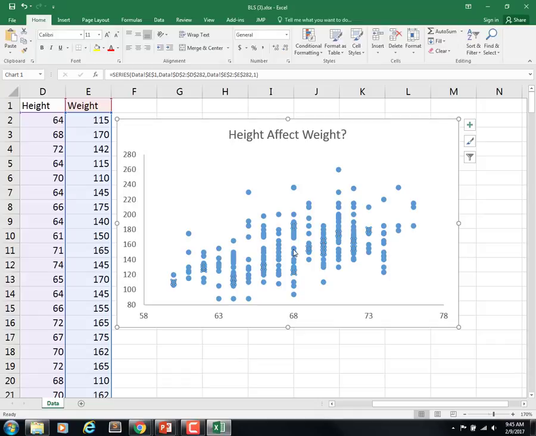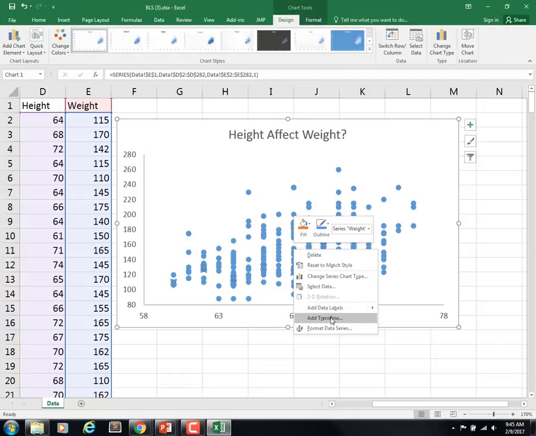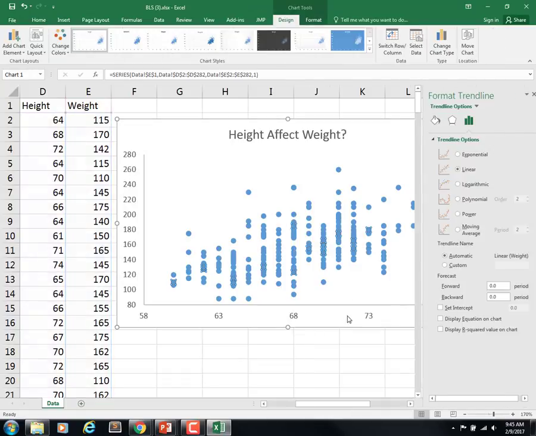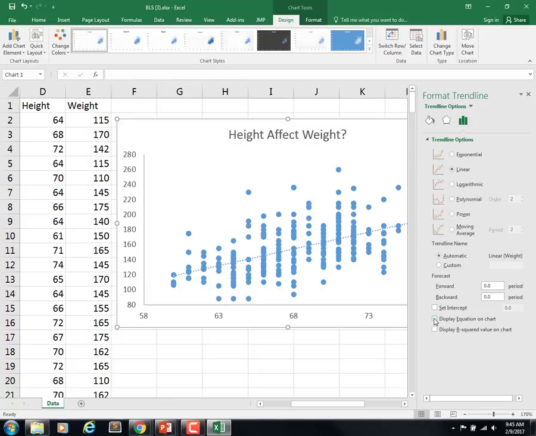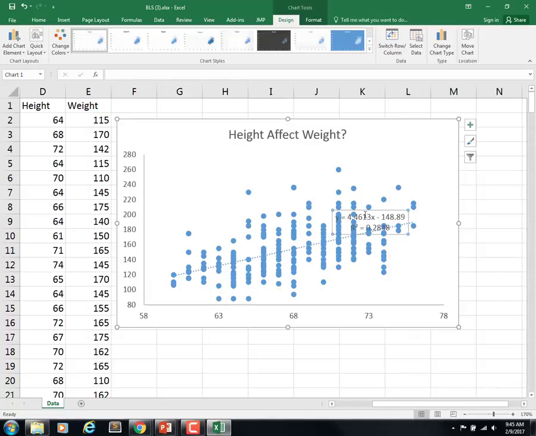So what we could do, if you recall, is add trend lines. We'll do a lot more of this in later units. We want a linear one, and display the equation and r squared just for fun. And then I'll move it over here, hopefully. Right.